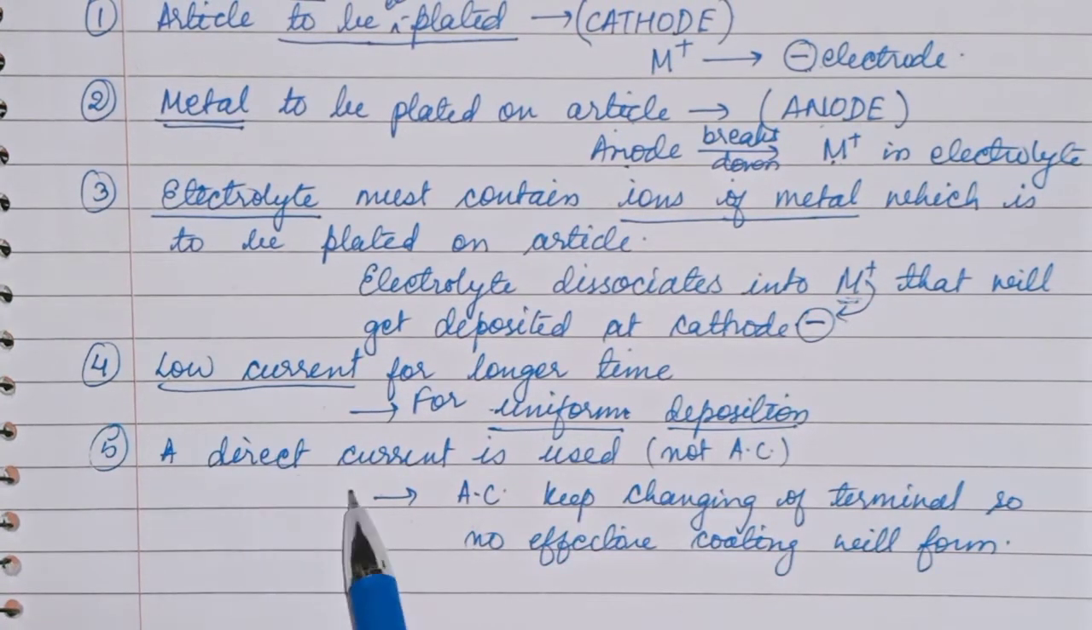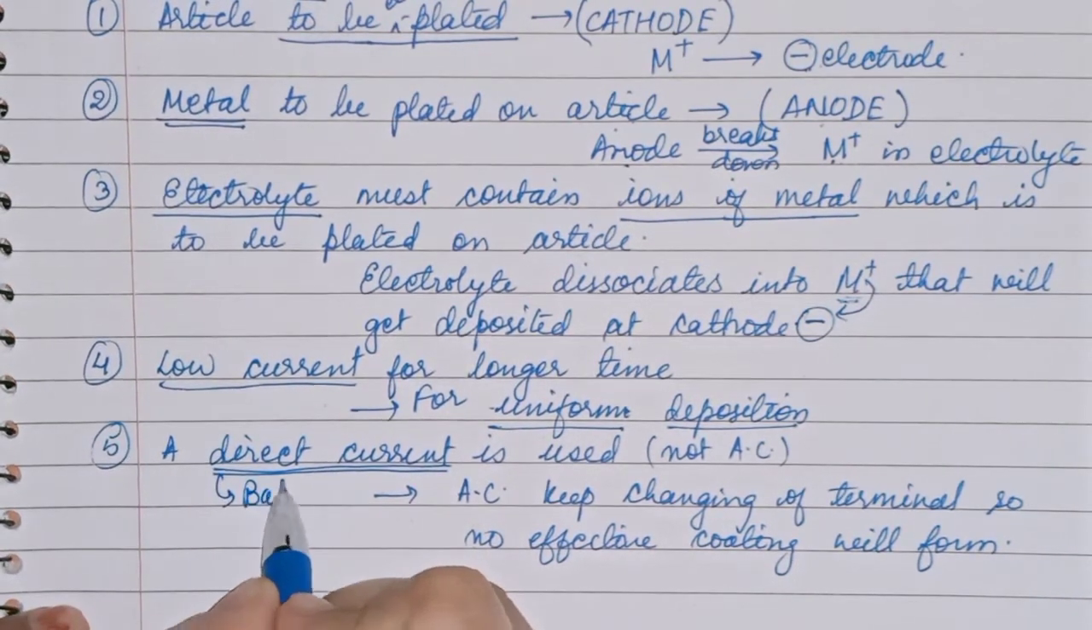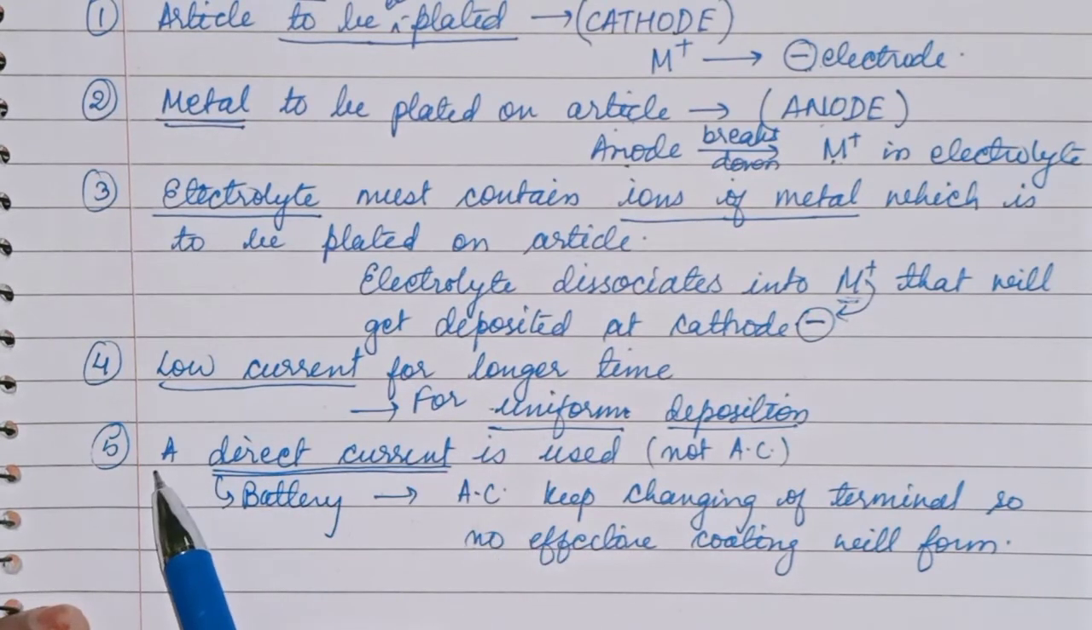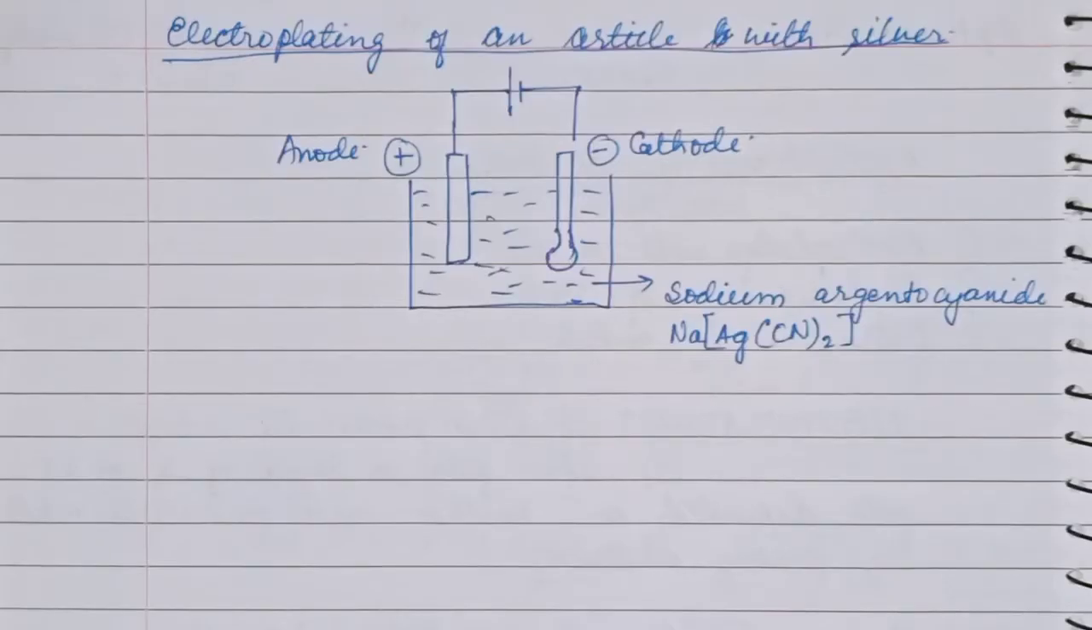Next, we will use direct current, and that direct current will come from a battery. So direct current is used, not AC current. Why not AC current? Because AC current keeps on changing the terminals. One time the deposition will be on the cathode, and another time it will come on the anode. So this will not form an effective coating, and that's why we do not use AC current.